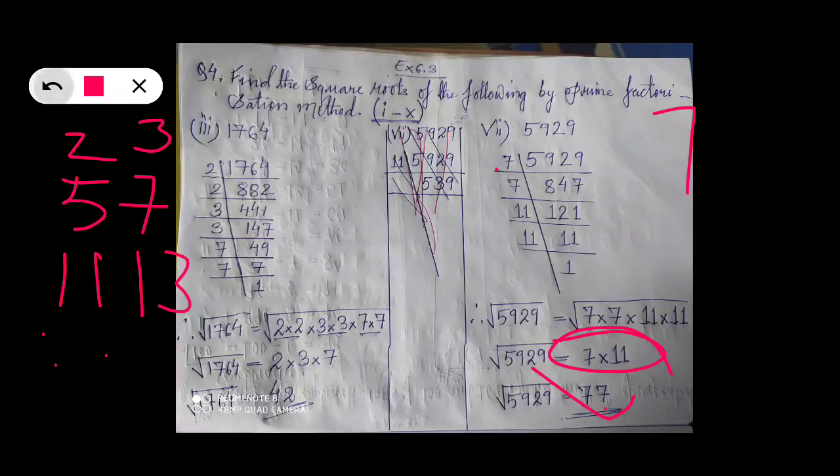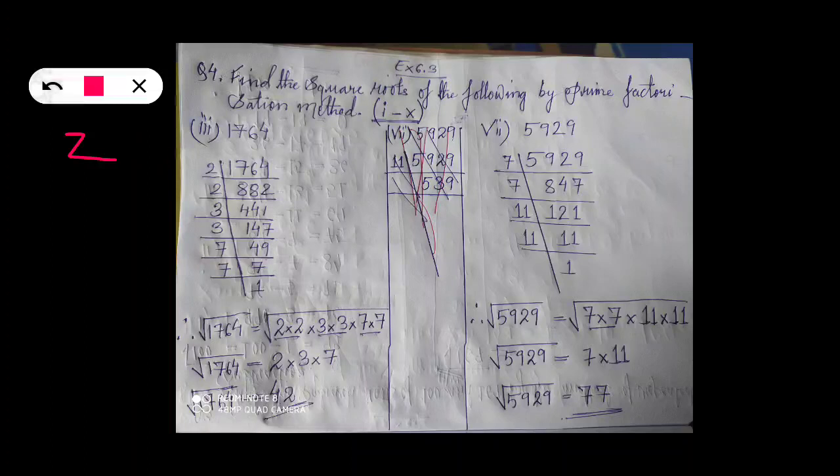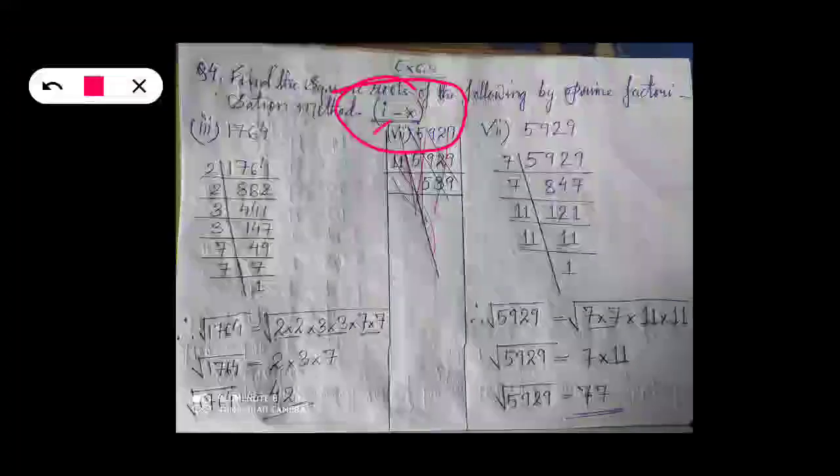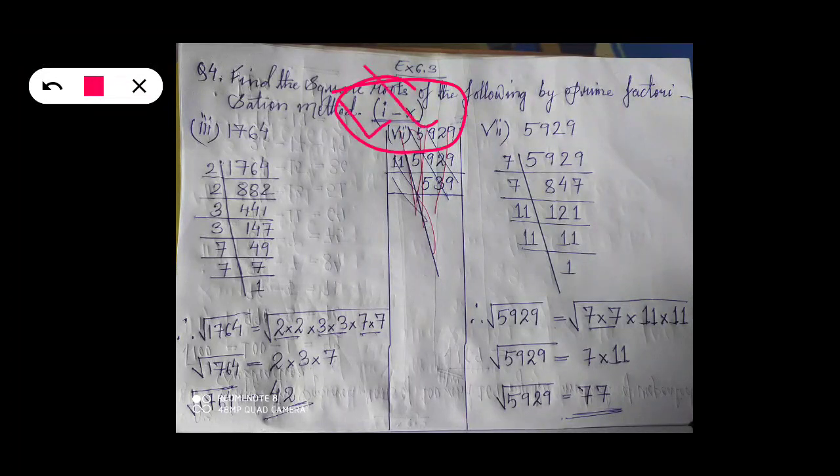Are you clear, my dears? This is how you will find the square root by the prime factorization method. Now see, I know there are lots of questions in this exercise. I have written here from Roman number 1 to 10. There are 10 questions. I have done 2 questions, Roman number 3 and 7. I know this is very less for you, but the remaining you will try yourself.